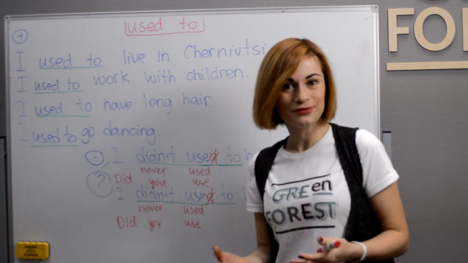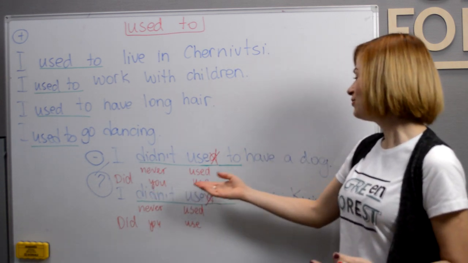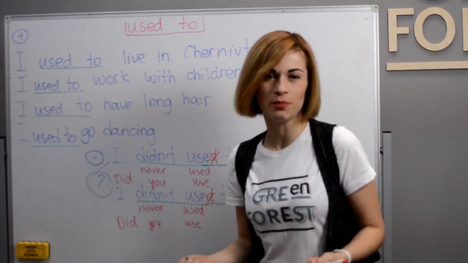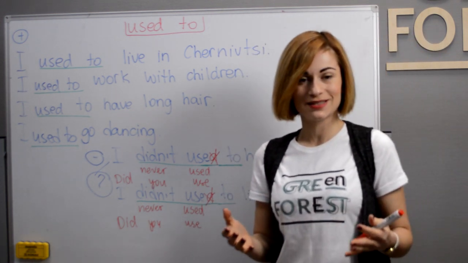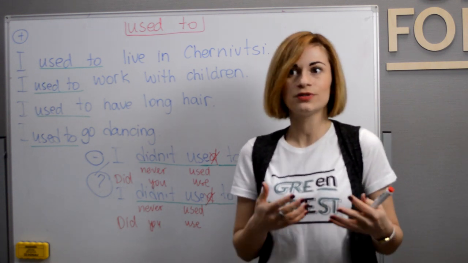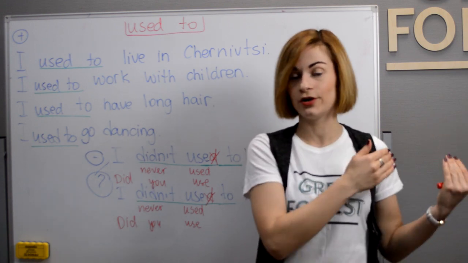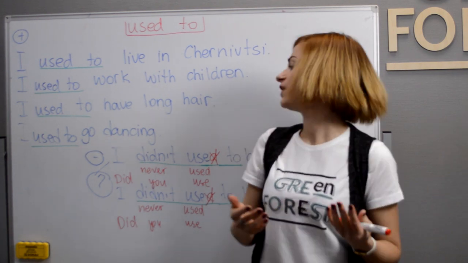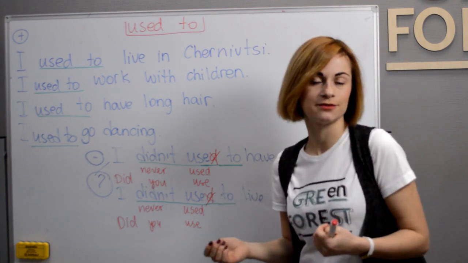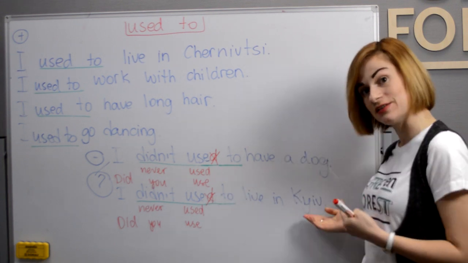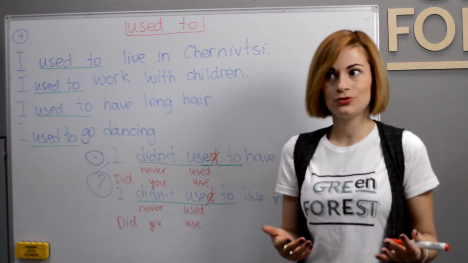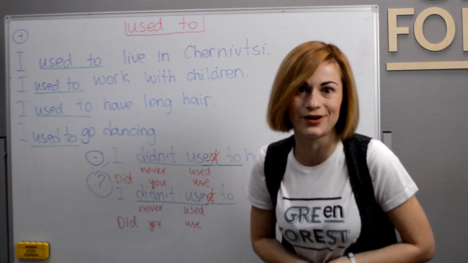If you ask this kind of a question with used to, did you used to have a dog or did you used to live in Kiev, you want to know about my past habits or actions that I did repeatedly in the past. So it will be natural to use some phrases to refer to the past. For example, did you used to have a dog when you were a kid? Or did you used to live in Kiev before you entered the university? Or did you used to like milk when you were in the kindergarten?